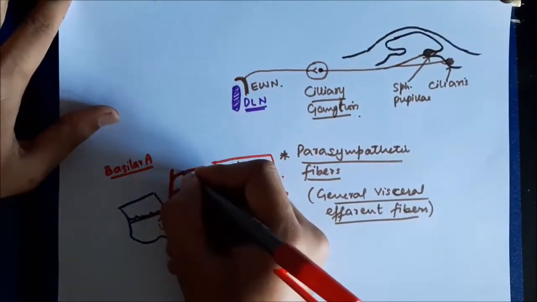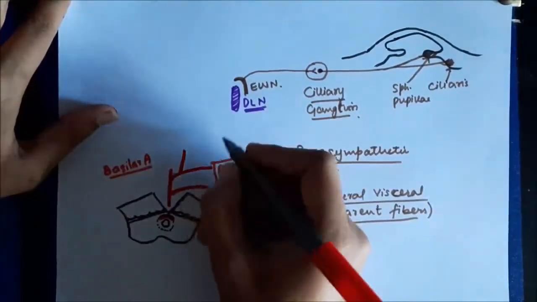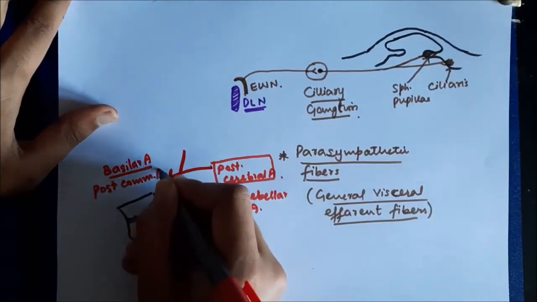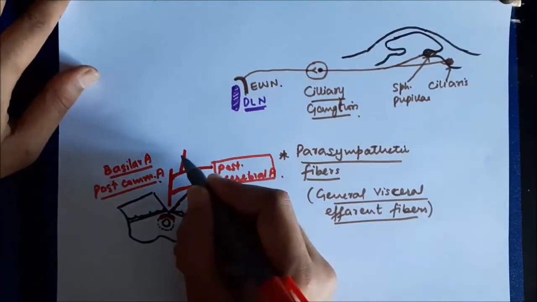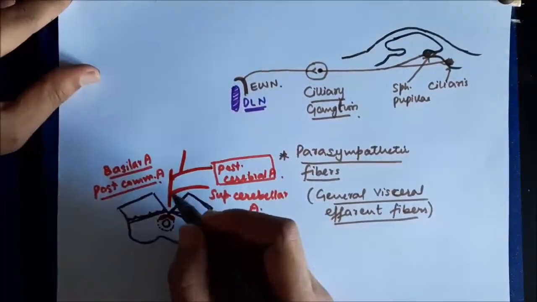So the posterior cerebral artery gives a branch which is called the posterior communicating artery. Now these branches, the upper two branches, form the circle of Willis, and the lower aspect is the posterior communicating artery, and the lower one is the superior cerebellar artery.